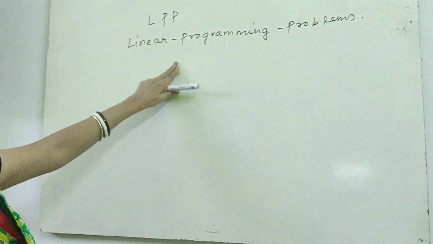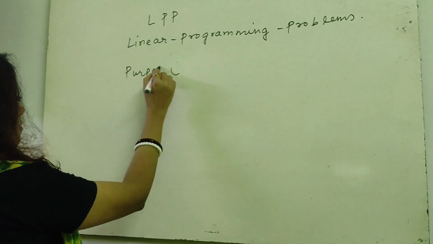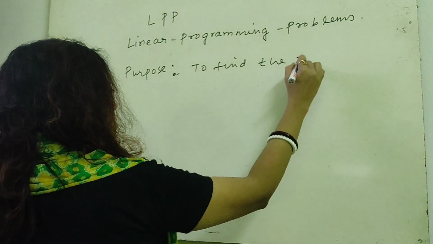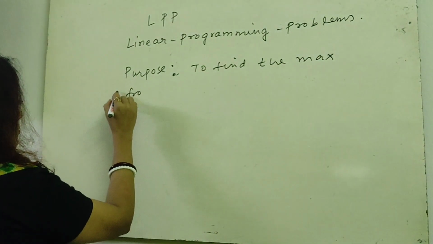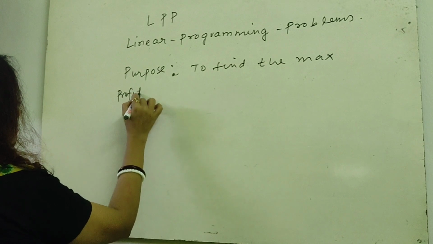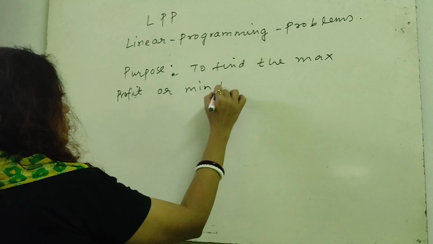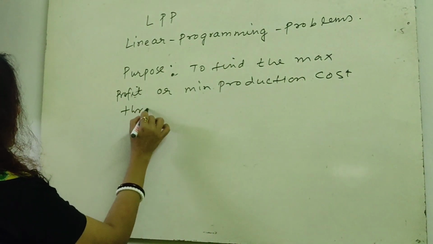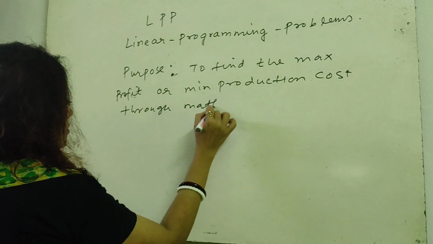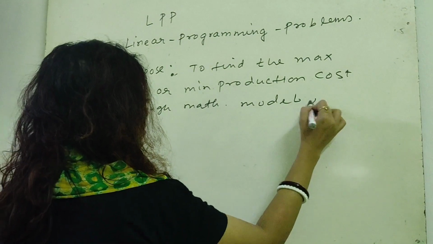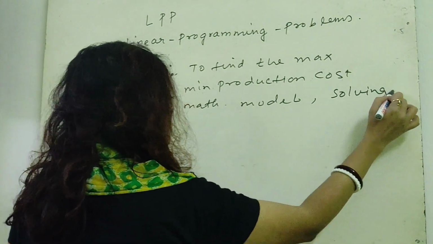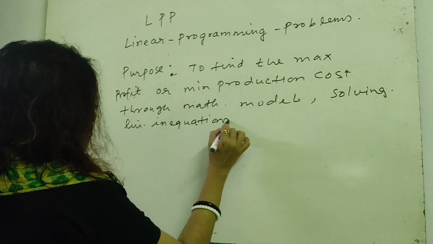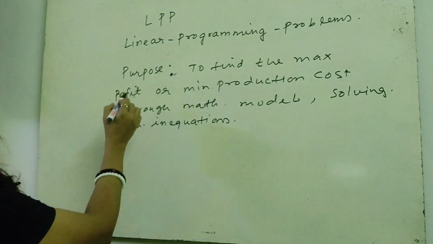The purpose of doing this chapter is, write it down, to find the maximum profit or minimum production cost through mathematical model solving linear inequations. Okay, this is the purpose.